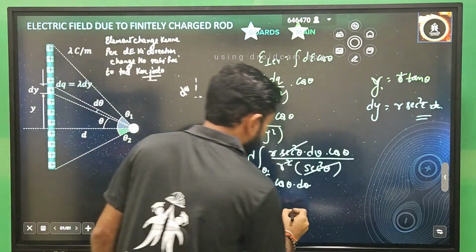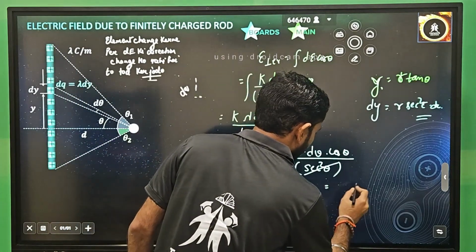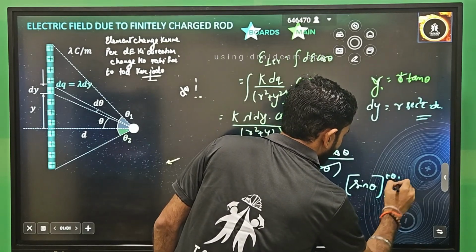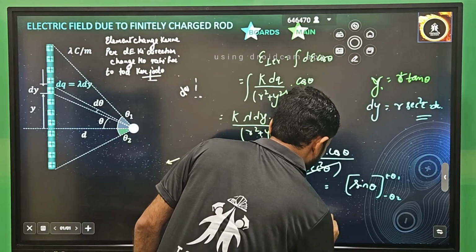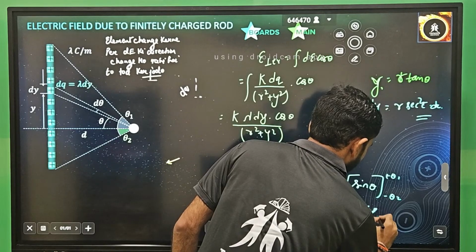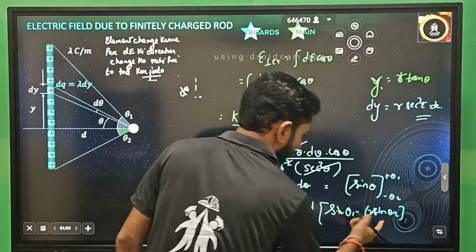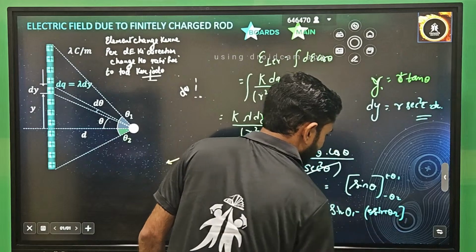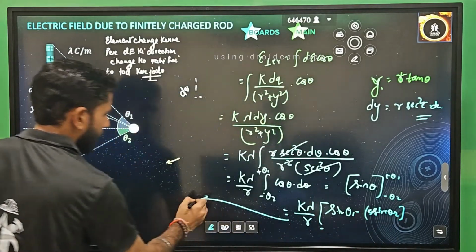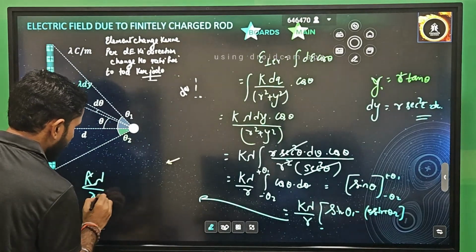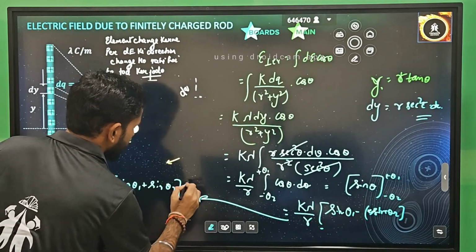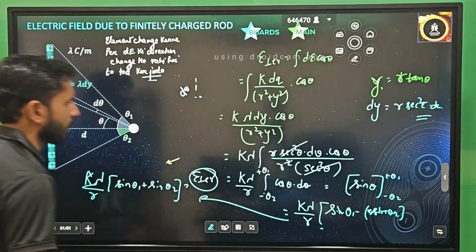Now integration of cos of theta will give you sine of theta. Limits will be minus theta 2 to plus theta 1. So finally the result will be what? K lambda by r times sine of theta 1 minus sine of minus theta 2. This minus will come outside, and finally the result will come. Where should I write the result? Here I am writing K lambda by r times sine of theta 1 plus sine of theta 2. This is what? Electric field in the perpendicular direction.